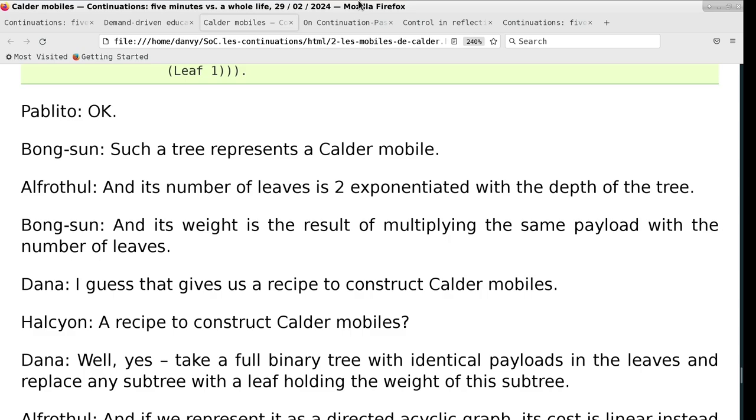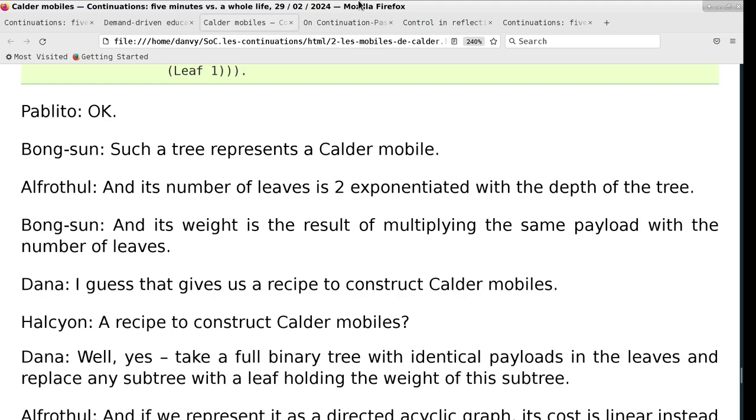And its number of leaves is 2 exponentiated with the depth of the tree. And its weight is the result of multiplying the same payload with the number of leaves. I guess that gives us a recipe to construct Calder mobiles. Well, the recipe to construct Calder mobiles.